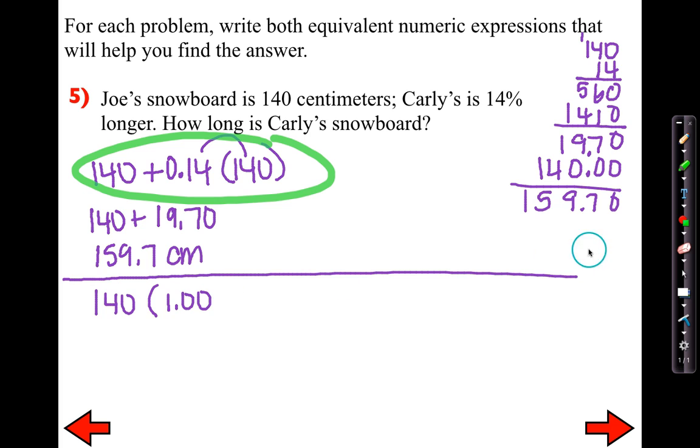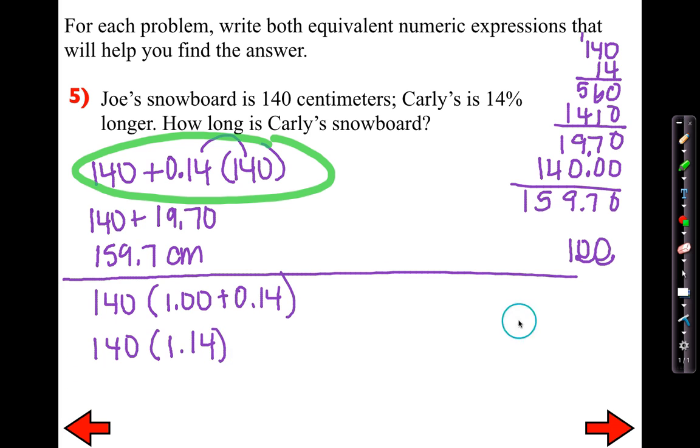If you're wondering why I'm writing it like that, it's because if you take 100% and move your decimal 2 places, that's why you would have the extra zeros. Now, is it necessary? No, but I just want to show you where that's coming from. You're going to take 100% of Joe's snowboard, but tack on 14%. So we're going to add 0.14, which gives me 140 times 1.14. Now, if you actually multiply this out, you're going to find that you have the same exact answer.